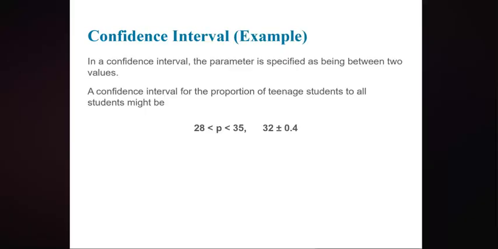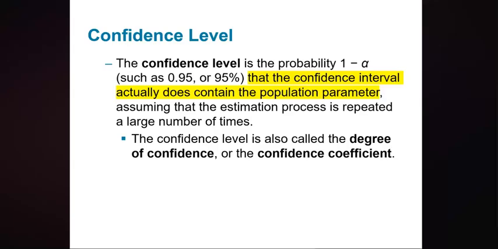In a confidence interval, the parameter is specified as being between two values. A confidence interval for the proportion of teenage students to all students might be between 28 and 35, or 32 plus or minus 0.4. You might see them in two different ways. So it is the probability 1 minus alpha, such as 95% or 0.95, that the confidence interval actually does contain the true population parameter.